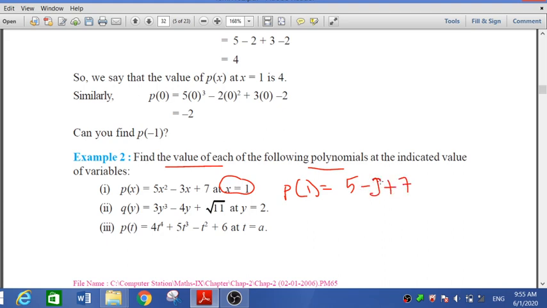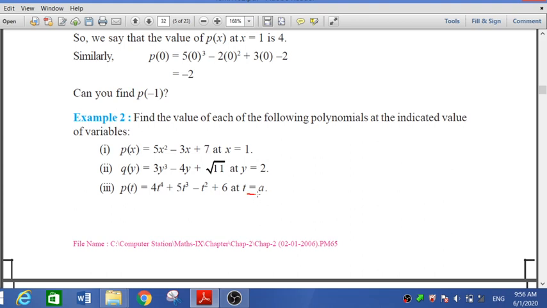So 5 minus 3 plus 7. So 5 plus 7, that is 12. 12 minus 3, that is 9. Not equal to 0. Simple logic is there. So these are all the examples related to finding the value.